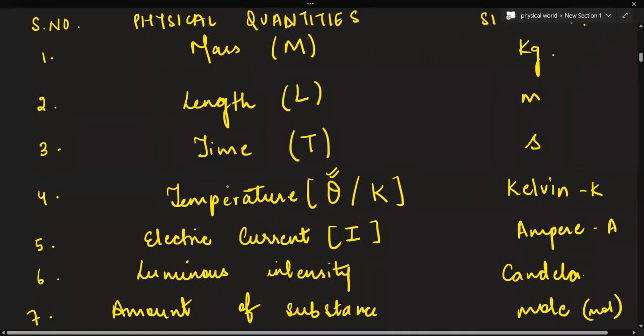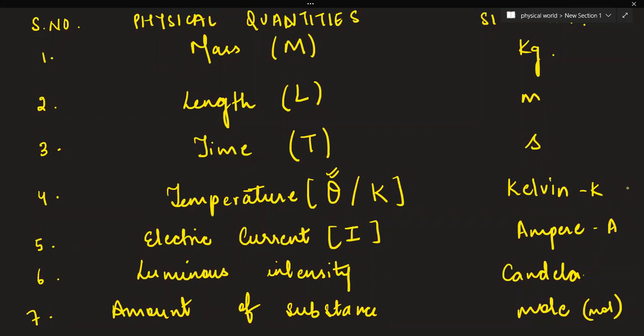Then you have temperature. Temperature is the heat that you also have in your syllabus. In your second term, you have a whole unit on temperature. Temperature is usually represented through theta, or sometimes through capital K. And the SI unit is Kelvin, which is usually written as K, 200K, 400K. That means 400 Kelvin. So Kelvin is the SI unit of temperature.